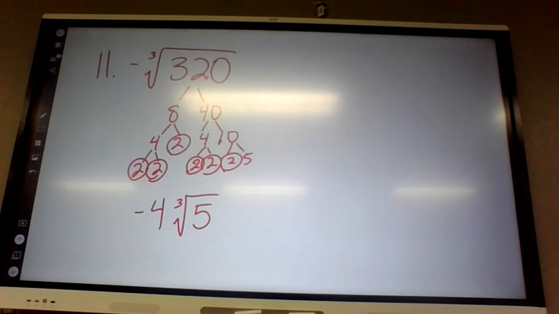I have a question. Would it just be a positive? What's negative 4 minus? That's multiplying that. Negative 4 minus 4. But the 5 stays the same?